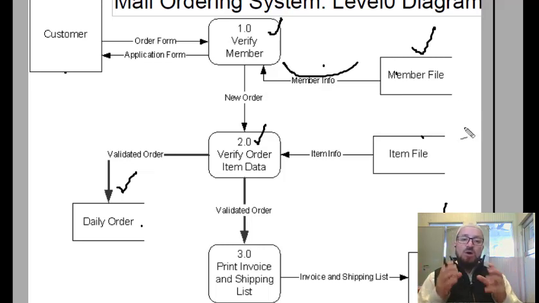Now when we go to level 1, we are actually refining this verify member. We are going deeper into it. Now we are going deeper into verify order item data, we are going deeper into print invoice and shipping list, and so on. Does it make sense?